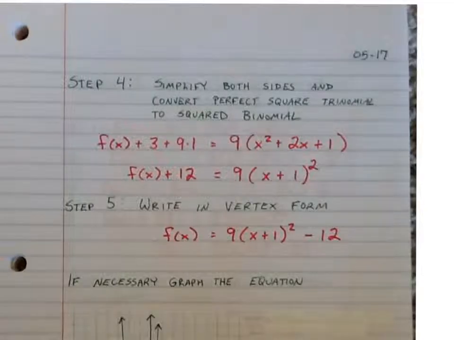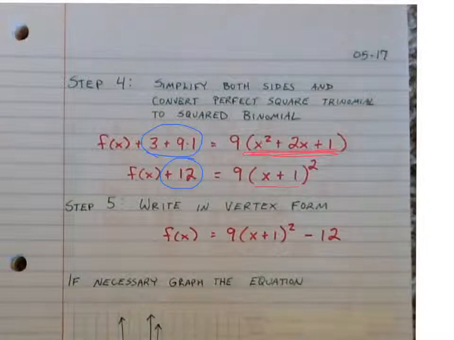Continuing our notes on page 5-17, we do step 4, simplify both sides and convert perfect square trinomial to squared binomial. So on the last page we had this equation, and what we want to do is simplify it. The left-hand side simplifies very easily. 3 plus 9 times 1 is 12. And then the right-hand side relies on our ability to recall from the last skill, perfect square trinomials. And this perfect square trinomial becomes x plus 1 squared.